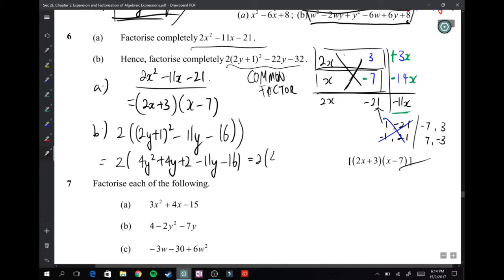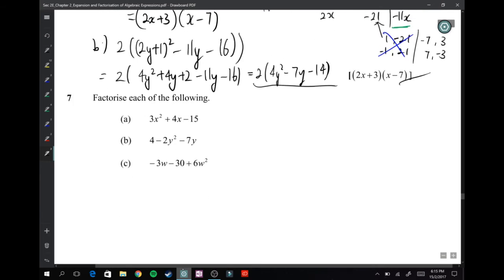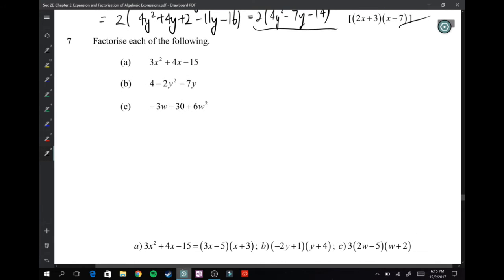And that will give you actually 2 outside, 4y square minus 7y, minus 11 plus 1 is minus 7, and minus 14. And you can actually factorize from here, right? So yeah, this I leave it to you. Now 7a, b and c. I'm just going to tell you all that for a, because it's very similar, so it's just practice and the answers are correct. So yeah, please make sure you practice.